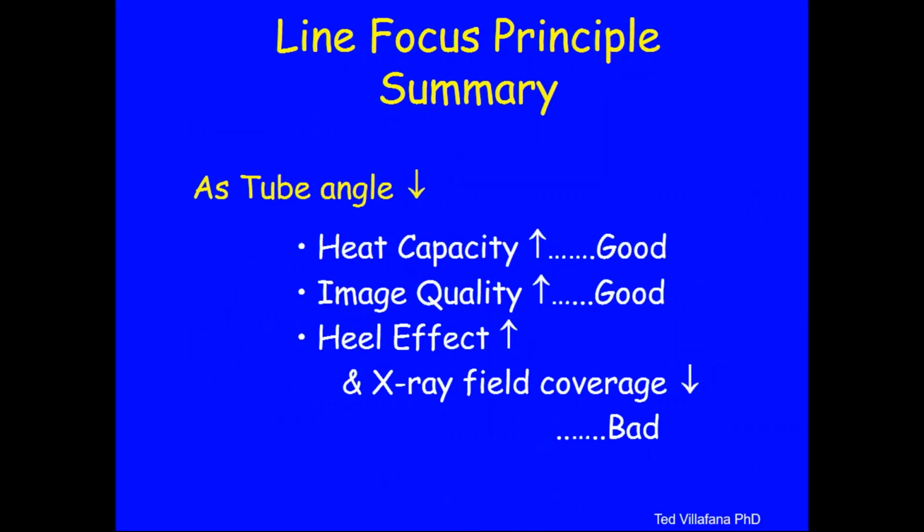Heel effect is bad. I remember I mentioned earlier that all of our X-ray tubes in radiology have some non-uniformity. That non-uniformity is called the heel effect. Okay? The heel effect is going to give regions of the field that give you more intensity and regions of the field that will have less intensity. In other words, a non-uniform X-ray intensity from one end of the image to the other end of the image.